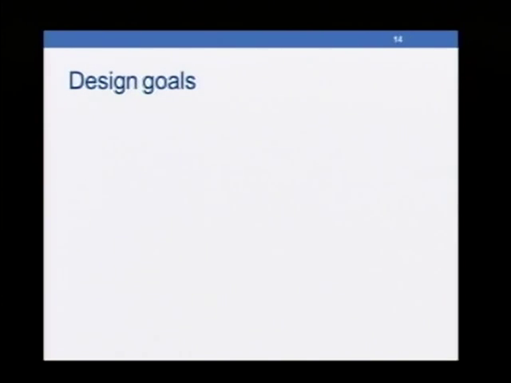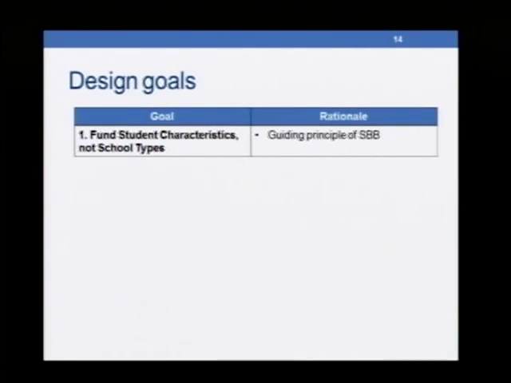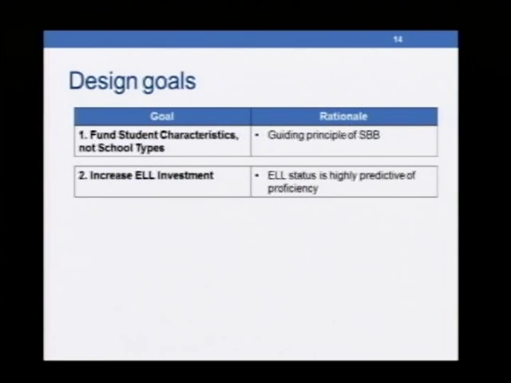So the design team came up with five goals that they wanted to make sure the recommendations were aligned to. First is to make sure we fund student characteristics, not school types, which is, of course, the guiding principle we've been talking about. We also wanted to increase our investment in English language learners. A lot of those schools in that bottom right portion tended to be medium to high English language learner schools.